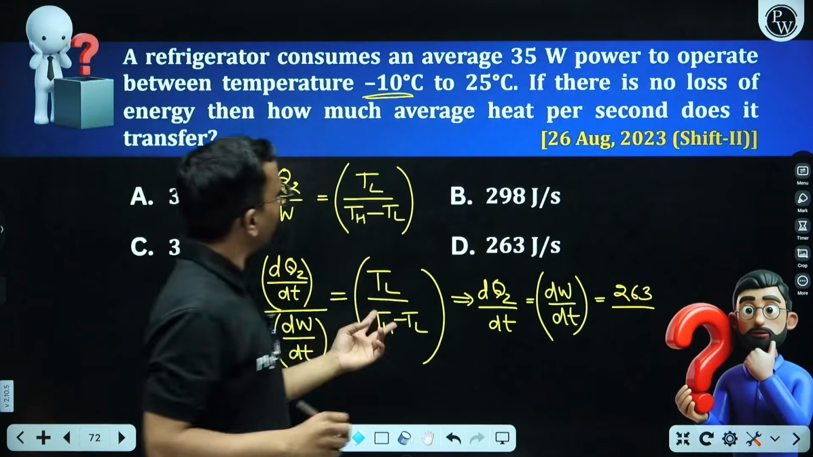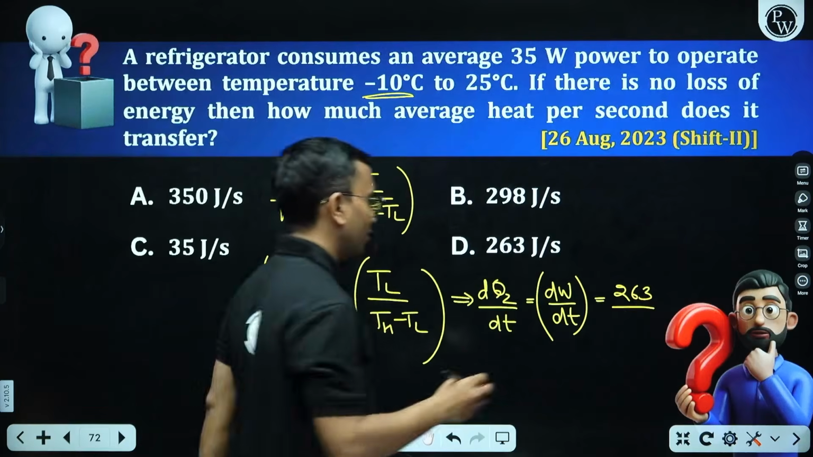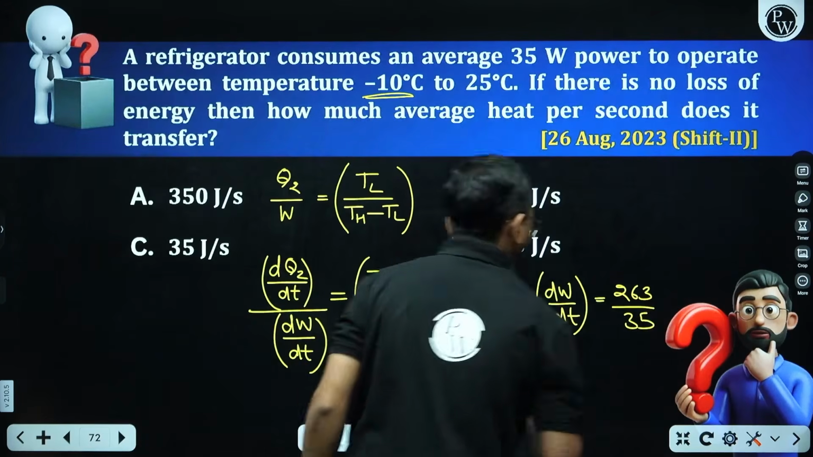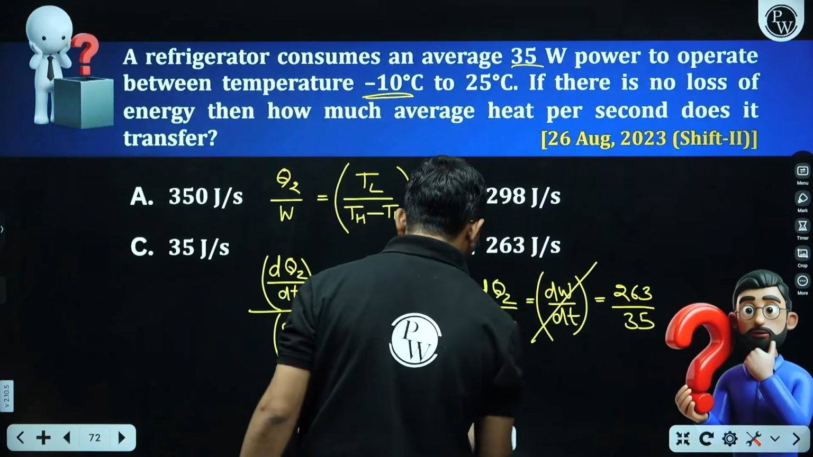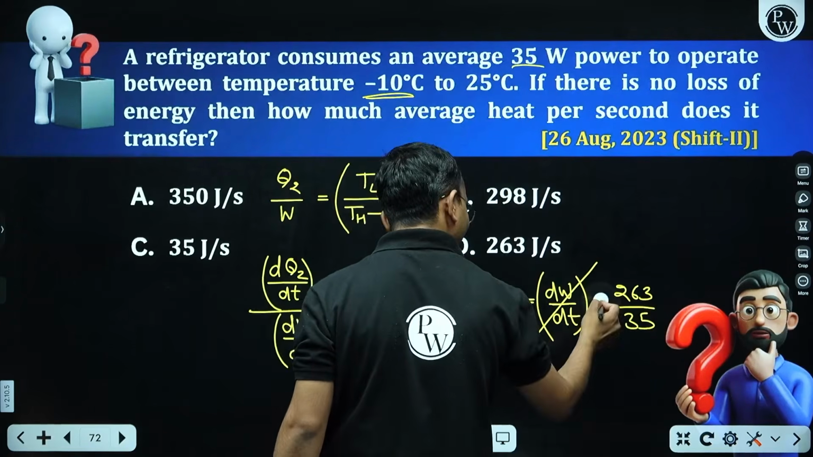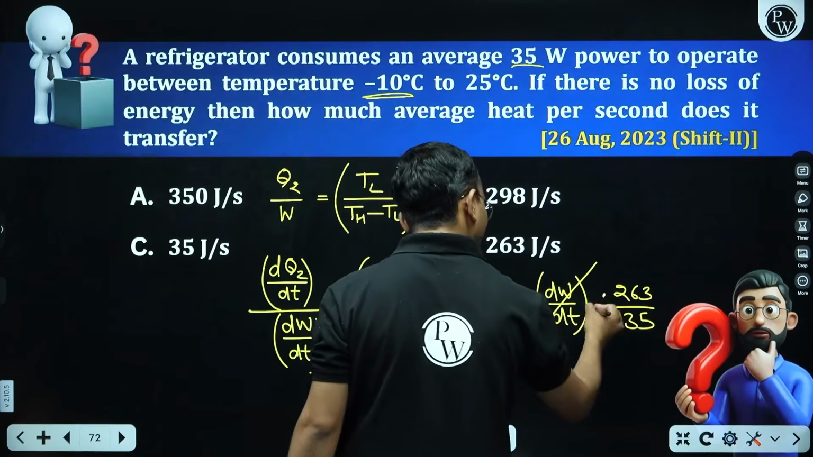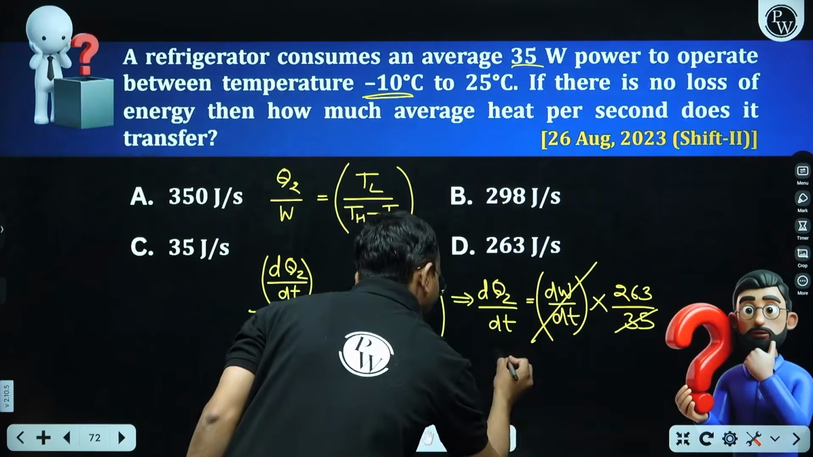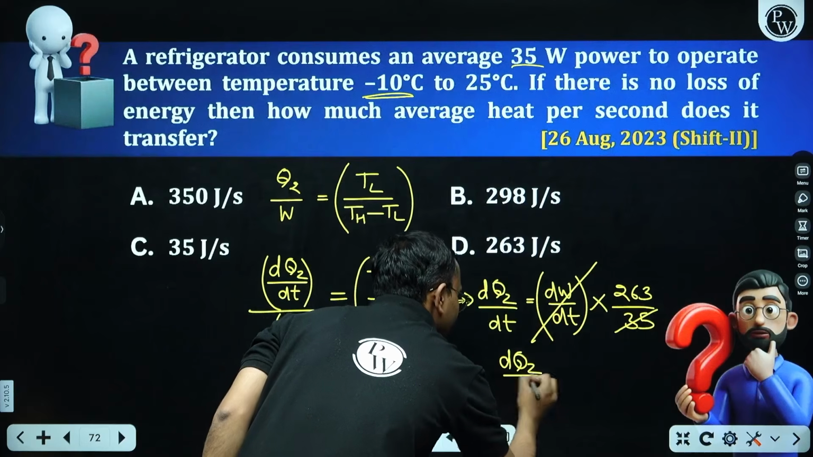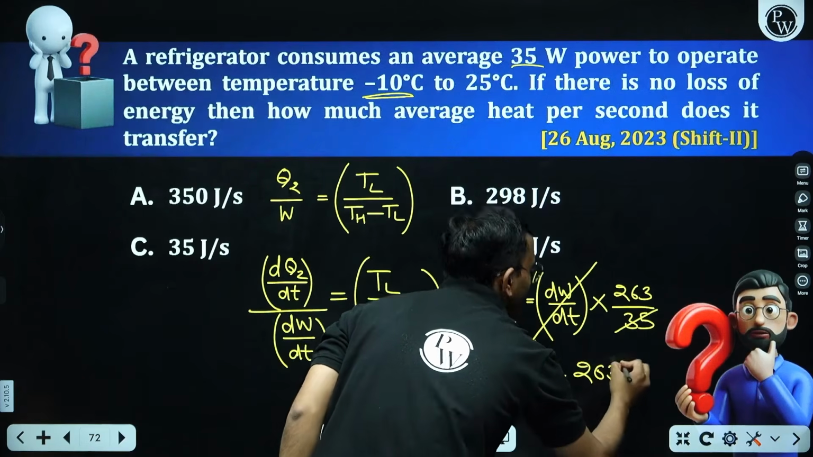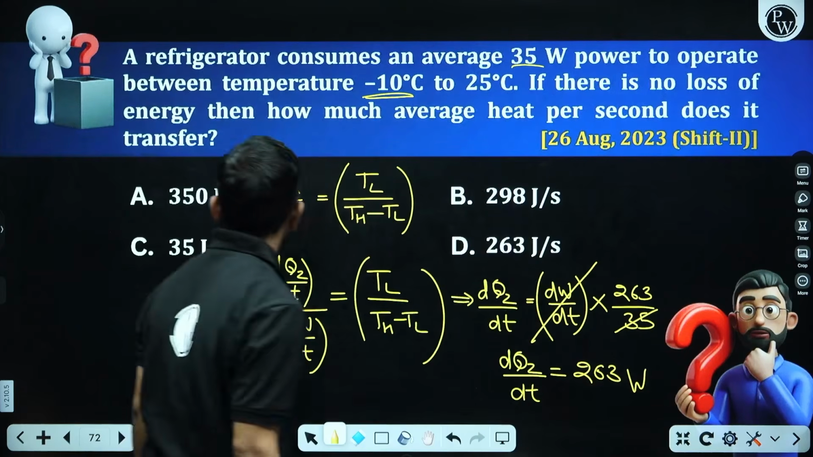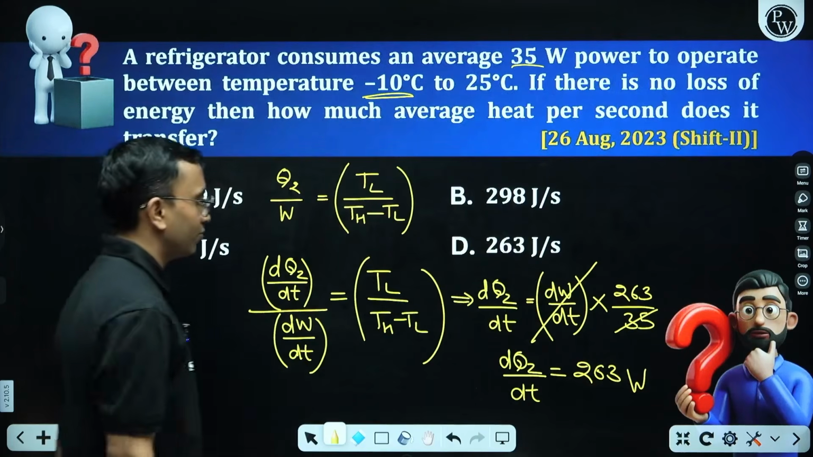divided by the difference. You have to take the difference, which is 35, and dW by dt is 35. Sorry, this was multiplication here, not equal to. This was 35, this got cancelled. We got dQ2 by dt as 263 watt. Yeah, 263 watt. Perfect.